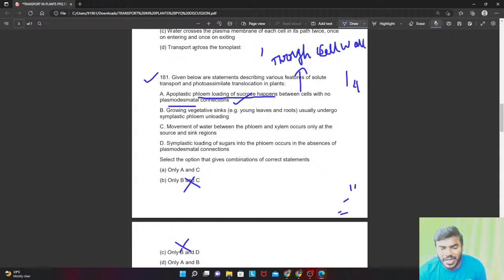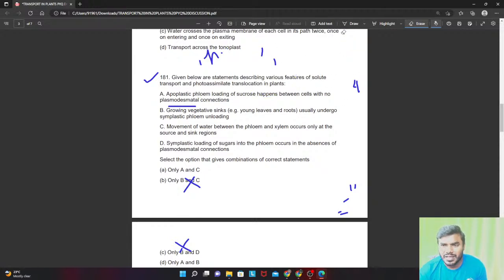I think you forgot the plasmodesmata. What did we discuss? Plasmodesmata within the cell. Within. There is a great difference between within and between, right? Please don't get confused with the question. The statement is crystal clear. Apoplastic phloem loading of sucrose happens between the cells when there is no plasmodesmatal connection. If you remember, if there is no plasmodesmata, obviously they will follow the apoplastic pathway. Then why is option A wrong? If option A is right, you can eliminate option B and option C.